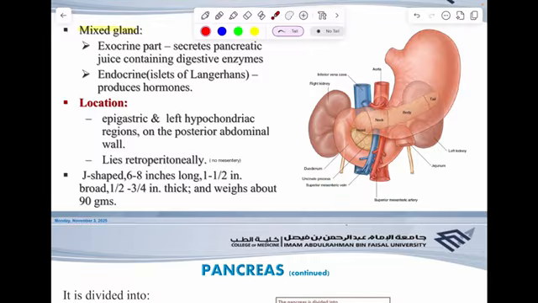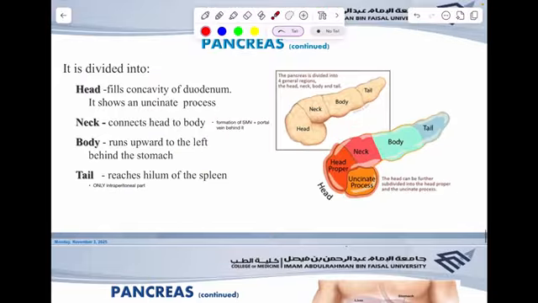طيب, it's going to be retroperitoneal, meaning that there's no mesentery. وبعدين it's divided into the head, neck, body, and tail. هنا the head is going to show an uncinate process. I'm not sure if I'm pronouncing it correctly. وبالنسبة لي, the neck, it's going to be significant because the formation of the superior mesenteric vein as well as the portal vein are going to happen behind it.